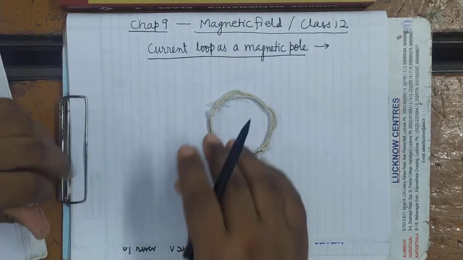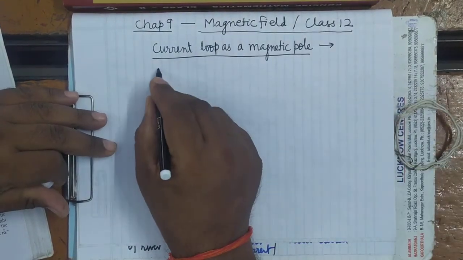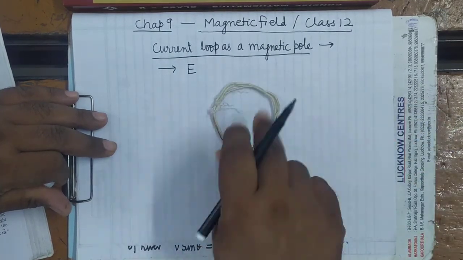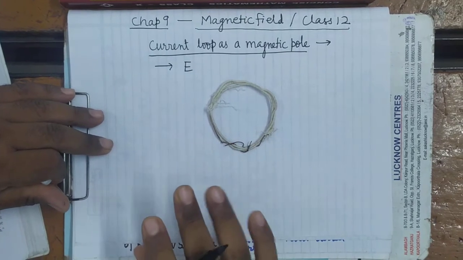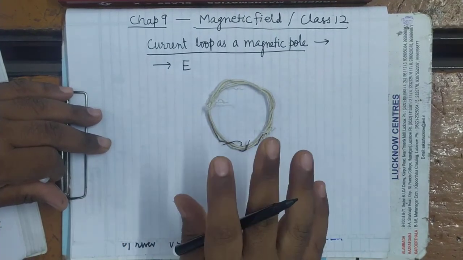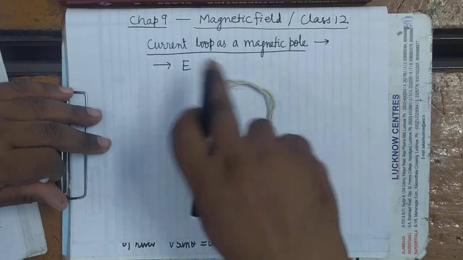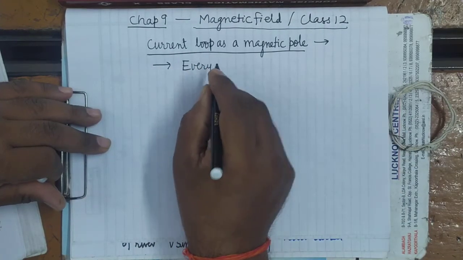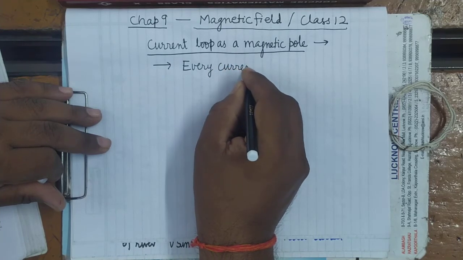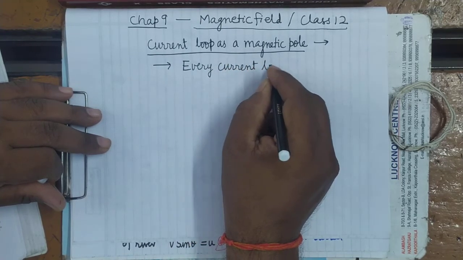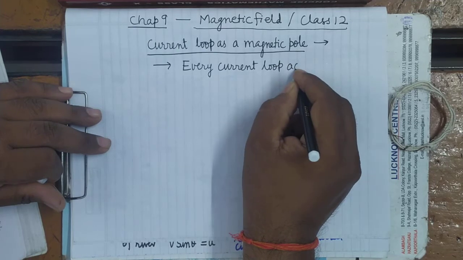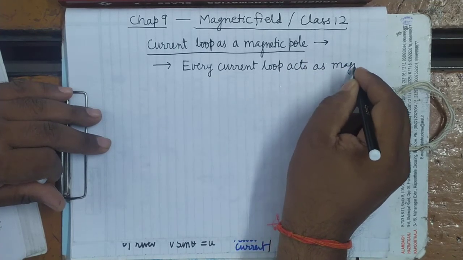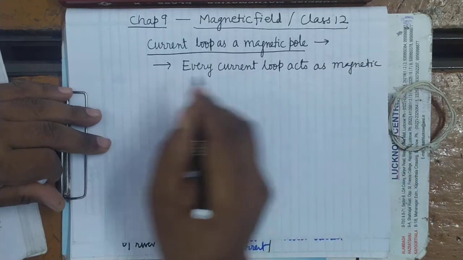It is clear? So first thing is, every current loop. A current loop means like this. It may be any closed shape, it may be rectangular or triangular, but it should be a closed loop like this. So every current loop acts as a magnetic dipole.